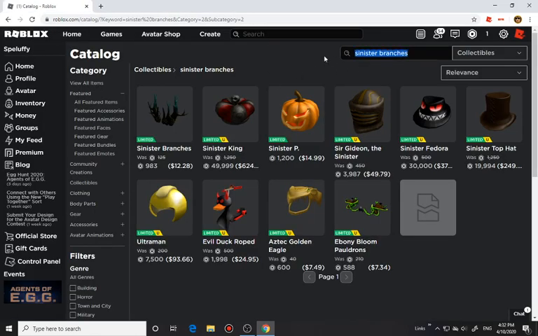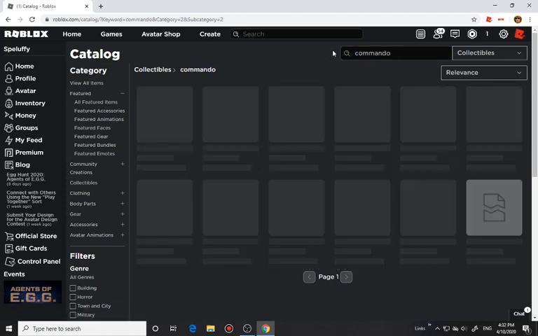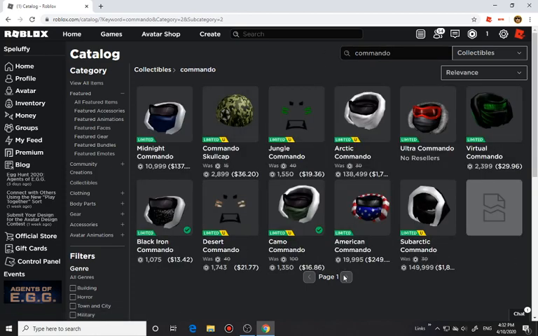Another example of a very good high demand item would be Commandos. Most Commandos have a lot of high demand. The ones that are rare, like Arctic, do not have good demand. Well, it has kind of okay demand. Same with Subarctic, another rare, does not have too much good demand. But the Black Iron and Camo have a lot of demand, which means people are likely to send a lot of lowballs for this.